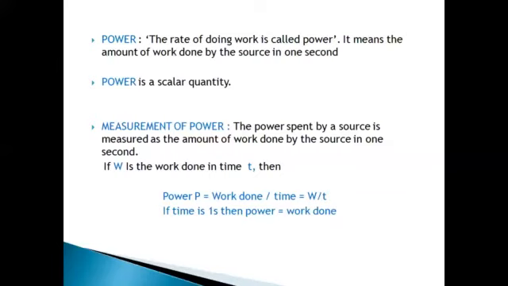So if W is the work done in time T, then power P is equal to work done divided by time. It is nothing but work done per unit time. It means the amount of work done by a source in time T, W divided by T. Power P is equal to W divided by T. If time is 1 second, then power will be equal to work done.